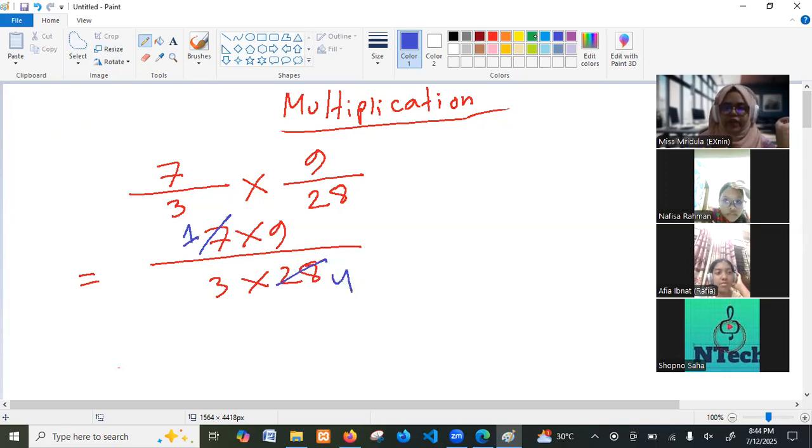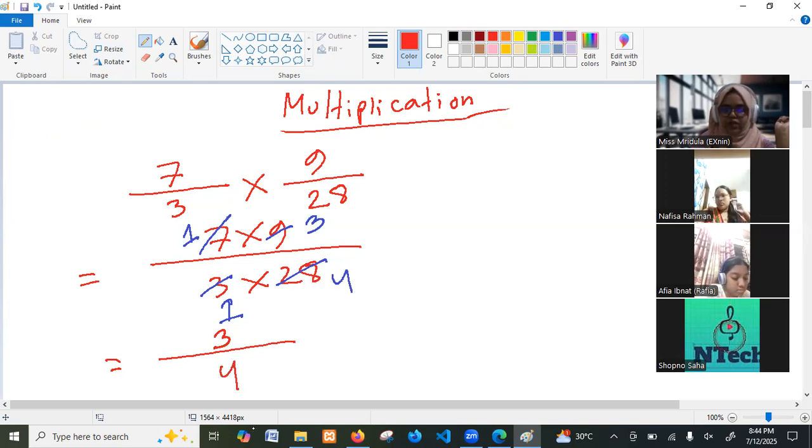Now I am left with what number? I have 9 and 3 as well. So I can cut both of them by dividing by 3, right? So 3 goes to 9 three times and 3 goes to 3 one time. So I have very small numbers right now. What do I have? I have 1 multiplied by 3, so in this case 3, and 1 multiplied by 4, so in this 4. So it became very easy.